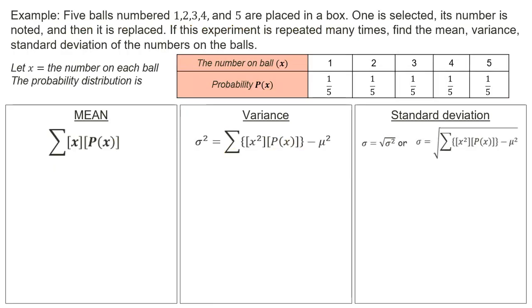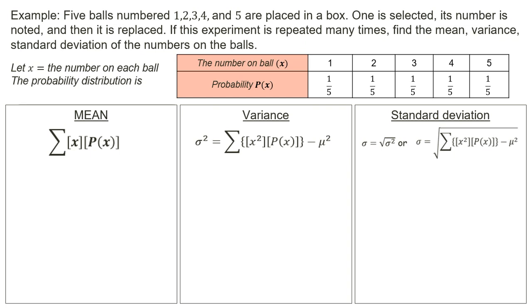Okay? So, let's have this example. Five balls, numbered 1, 2, 3, 4, and 5, are placed in a box. One is selected, its number is noted, and then it is replaced. If this experiment is repeated many times, find the mean, variance, and standard deviation of the numbers on the balls.